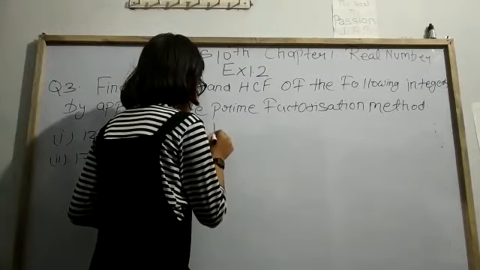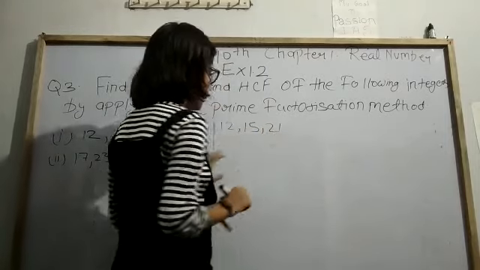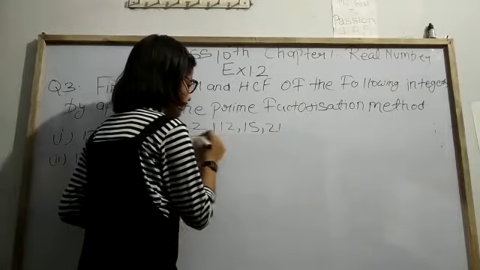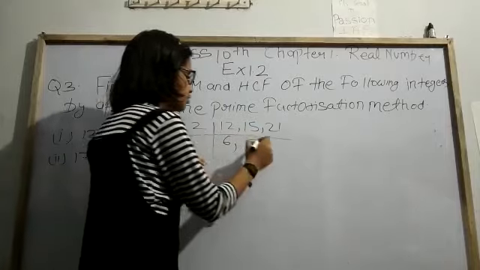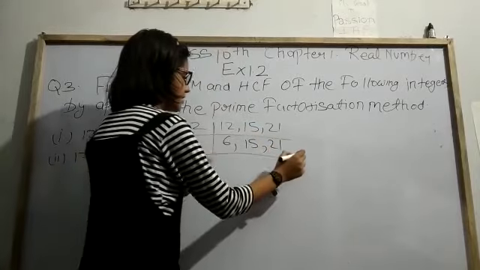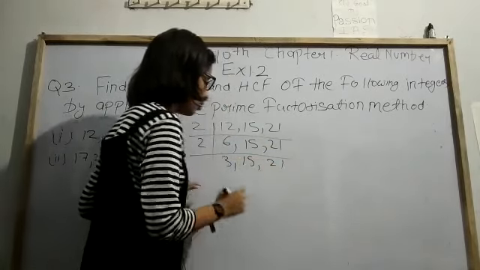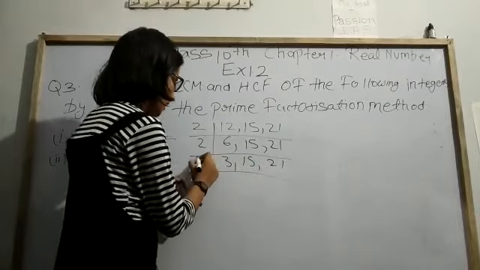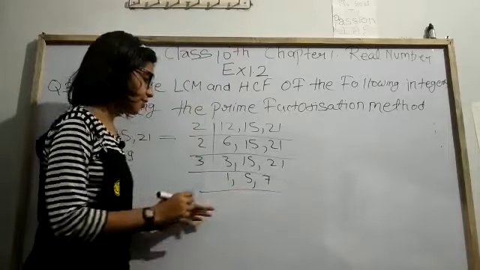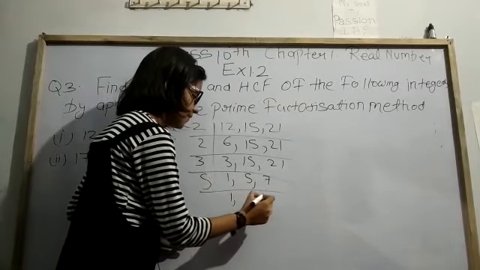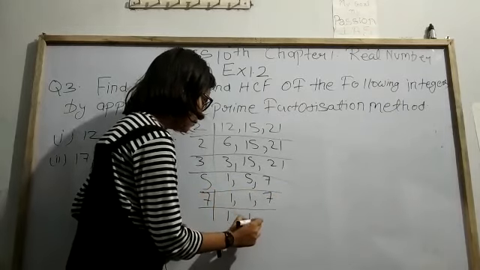We know how to find the LCM by the prime factorization method. First of all, let us take 2. 2 sixes are 12, and 15 as it is, because 15 cannot be divided by 2, and 21. Now again this 6 can be divided by 2. So 2 threes are 6, and 15 as it is, and 21. Now let us try 3. 3 ones are 3, 3 fives are 15 and 3 sevens are 21. Now by 5. 5 ones are 5, 5 ones are 5 and 7 as it is, because it cannot be divided. Now by 7, 7 ones are 7, 1 and 1.